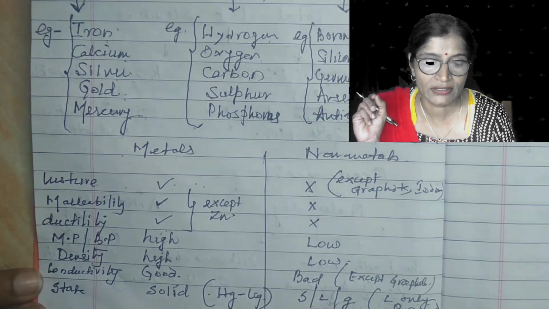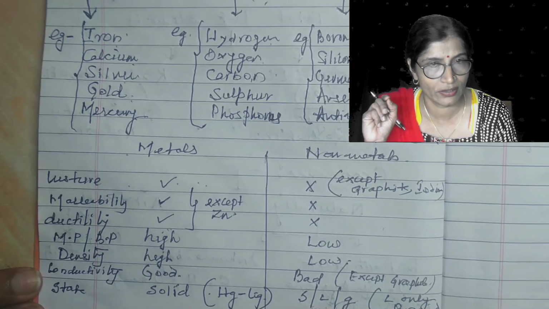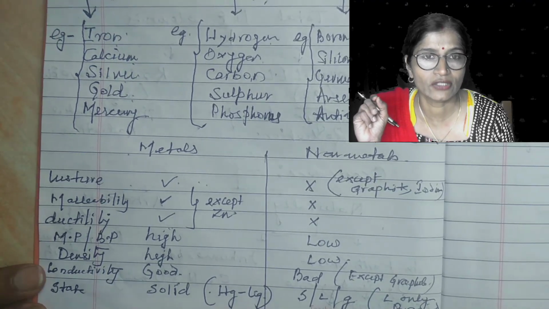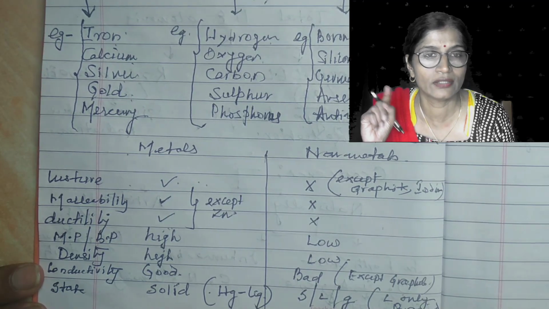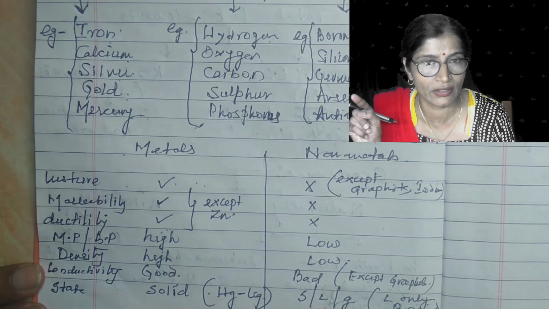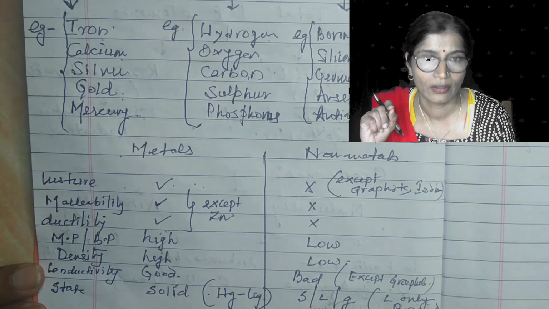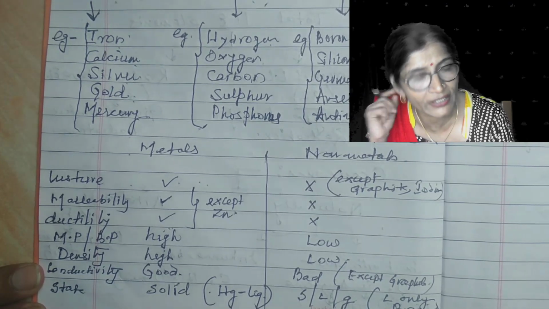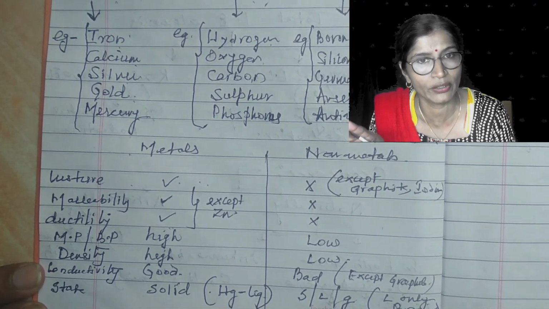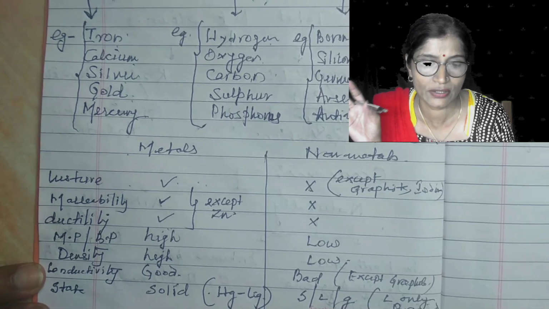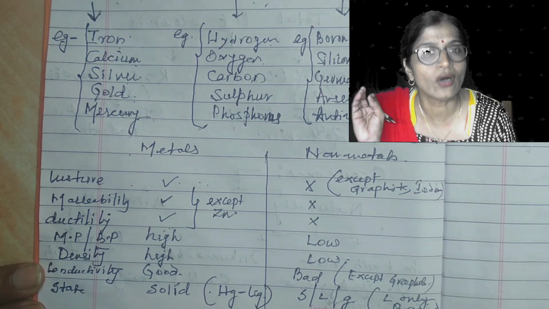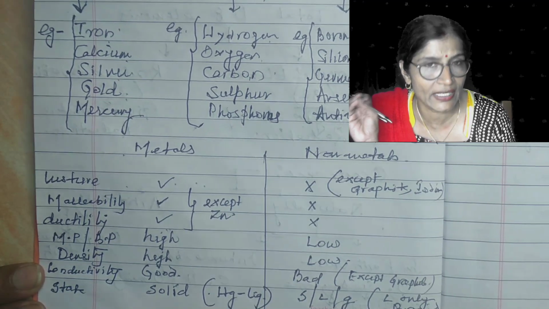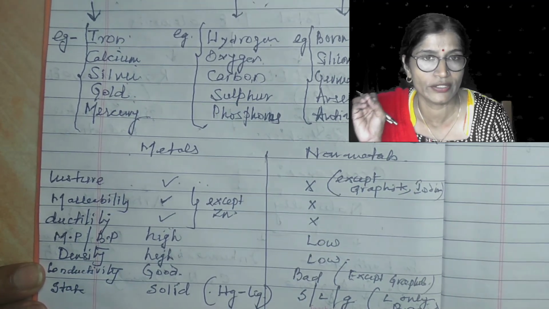Generally, metals are present in the solid state, except mercury, which is in the liquid state, and another is gallium. Gallium, at room temperature, is also in the liquid state. Non-metals are generally in the liquid or gaseous state, generally gaseous, and a few are in the solid state also.